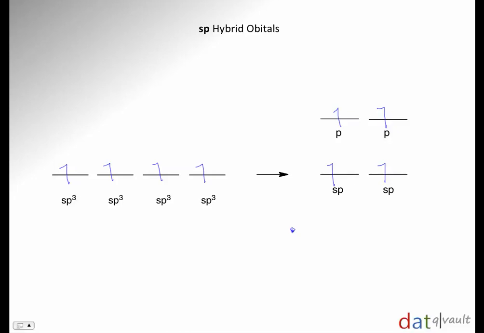Alright, so the takeaway message for sp hybridized orbitals around carbon is they're going to participate in triple bonds. These p orbitals participate in pi bonding just like they did in sp2 hybrid orbitals, and these sp orbitals participate in sigma bonds. The geometric configuration around an sp hybridized carbon is going to be linear. So the bond angles are going to be 180 degrees.